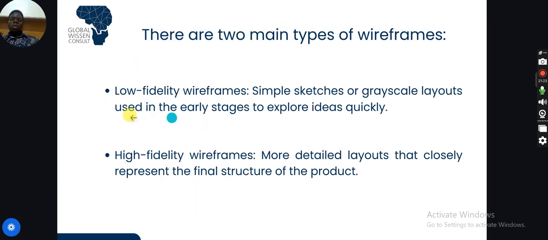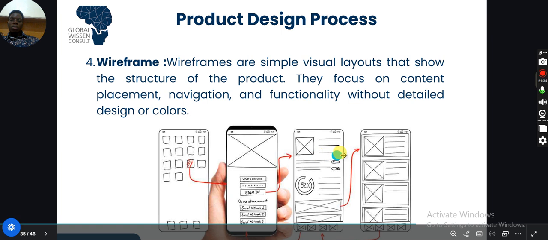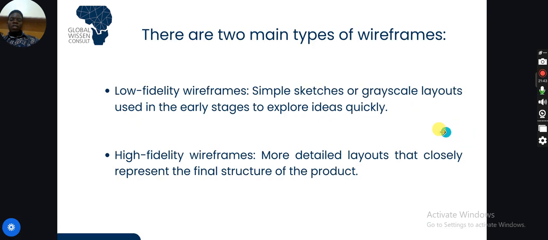All right. Now there are two main types of wireframe. We have low fidelity wireframes. These are simple sketches or grayscale layouts used in early stages to explore ideas quickly. When I say simple sketch or grayscale layout, this is what I'm talking about. All these are simple sketches. Of course, there are no colors here, so it's a grayscale layout, if you're using a tool to design it.